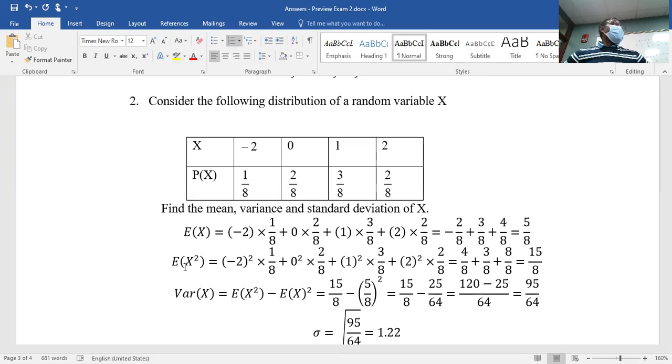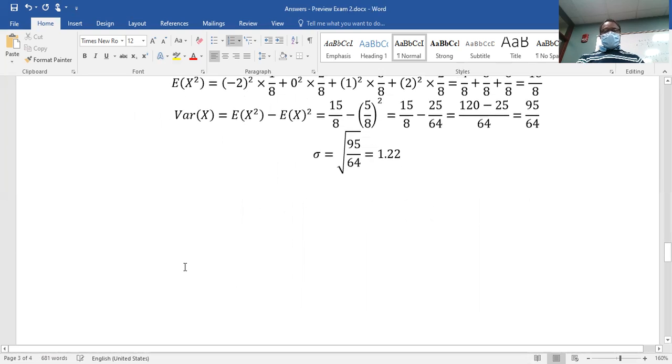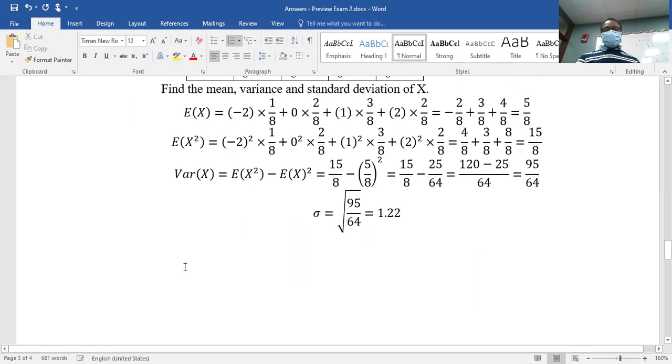The variance is E of x squared minus mean square. Expected value of the square minus the square of the expected value. Be careful about that. So we will get 95/64. Okay. And the square root of the variance is the standard deviation.